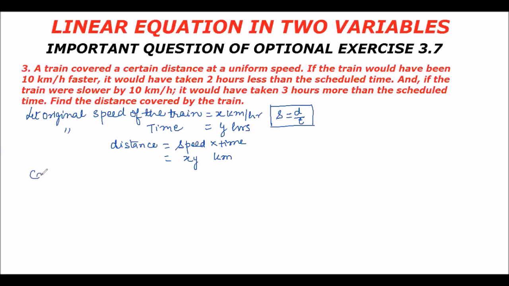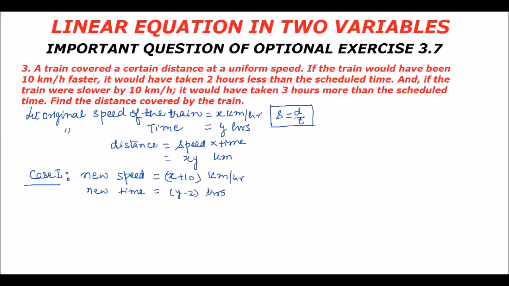Now, case 1. In case 1, you are changing the speed of the train. If you increase the speed of the train, definitely you are going to take lesser time. But the distance is the same, you are traveling with a different speed. So the new speed in this case is 10 kilometer more. So new speed will be x plus 10 kilometer per hour. If you are moving with a faster speed, the time that you will take is lesser. So the time is equal to y minus 2 hours.